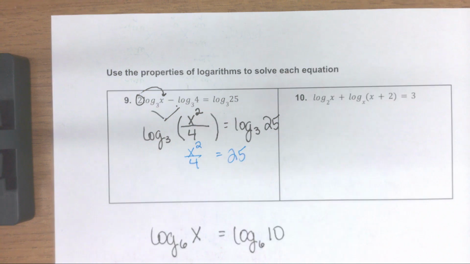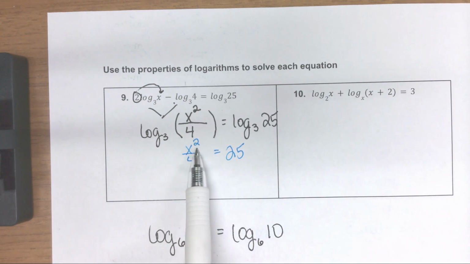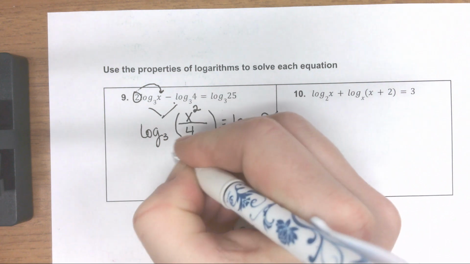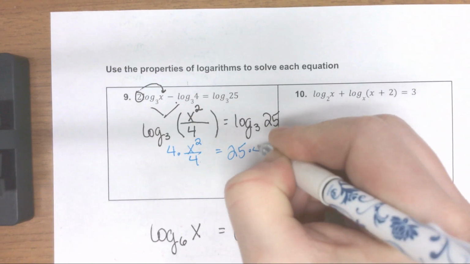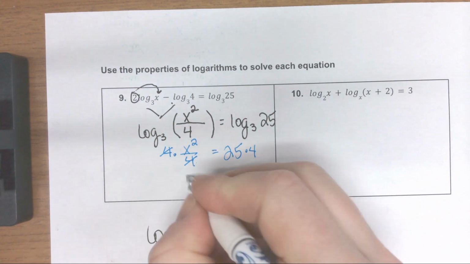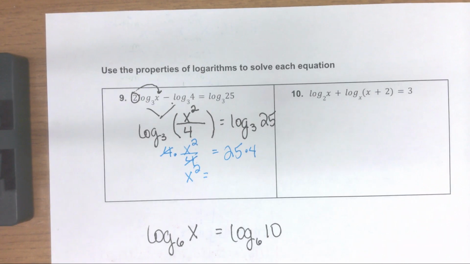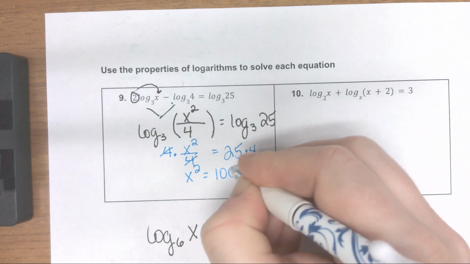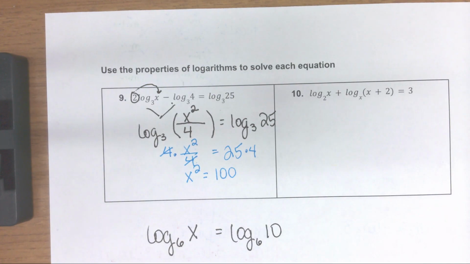So the first thing I'm going to do is get rid of the divided by 4. What am I going to do to undo divided by 4? Multiplication. So we're going to multiply both sides by 4. And then we are left with x squared equals, what's 25 times 4? 100. All right, what am I going to do now? How do I undo x squared? Take the square root of both sides.